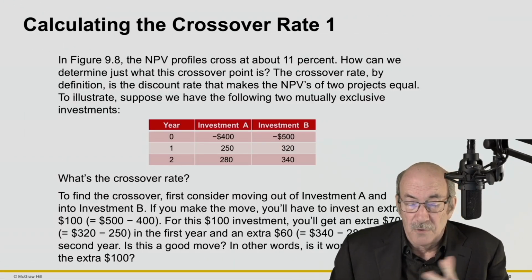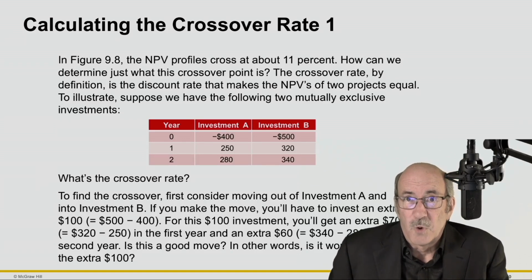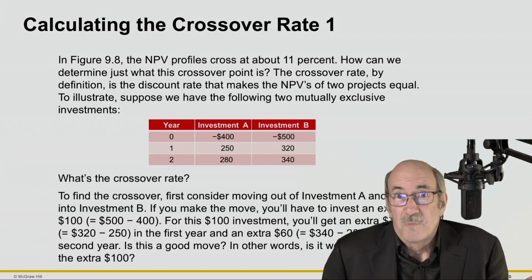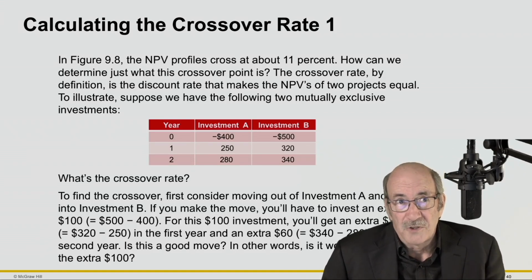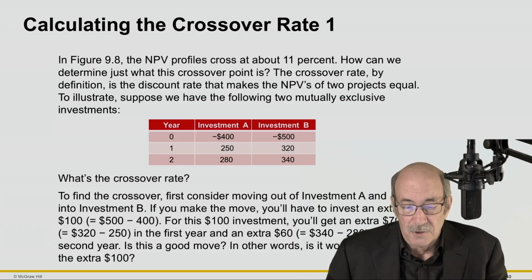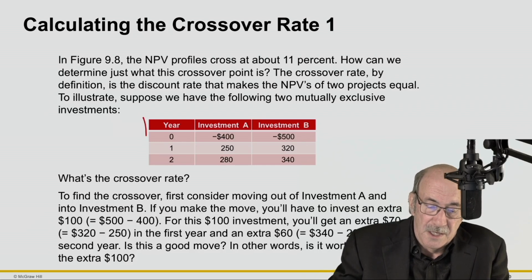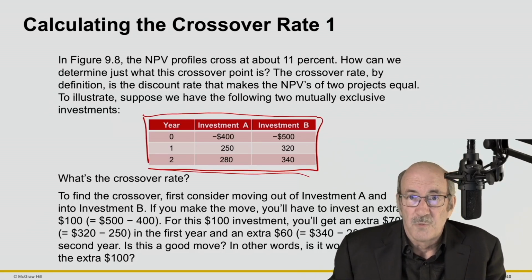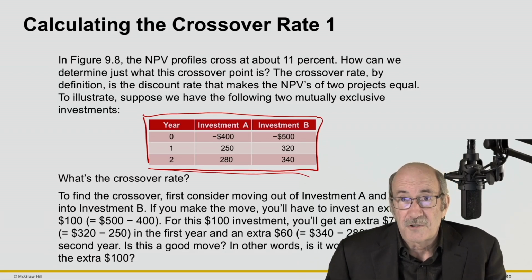All right, so how do we capture that crossover point? How do we actually calculate it? Well, the simple way is to do an NPV profile for each of the two projects, but there's actually a little trick we can do. So suppose that instead of what we were looking at, we have these two projects. Again, they are mutually exclusive. In other words, we can only do one of the two.